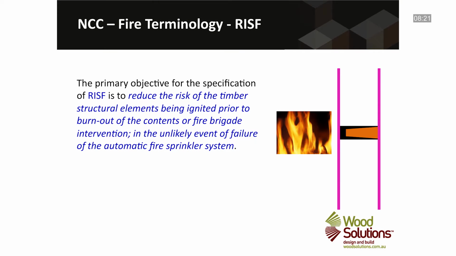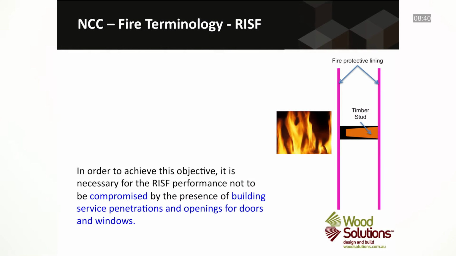The primary objective for the specification of a resistance to the incipient spread of fire is to reduce the risk of the timber structural elements being ignited prior to burnout of the contents or fire brigade intervention, in the unlikely event of failure of the automatic fire sprinkler system. In order to achieve this objective, it is necessary for the RISF performance not to be compromised by the presence of building service penetrations and openings for doors and windows.